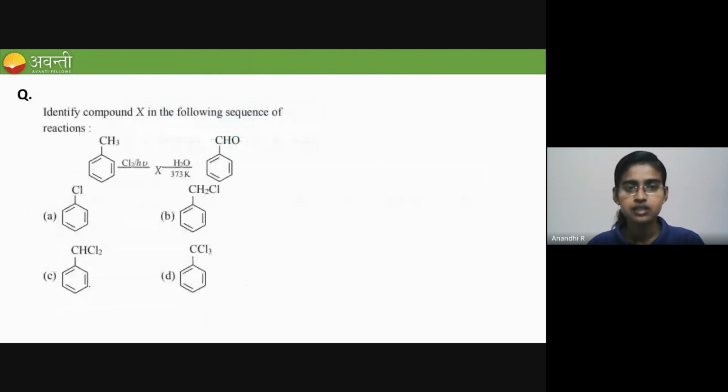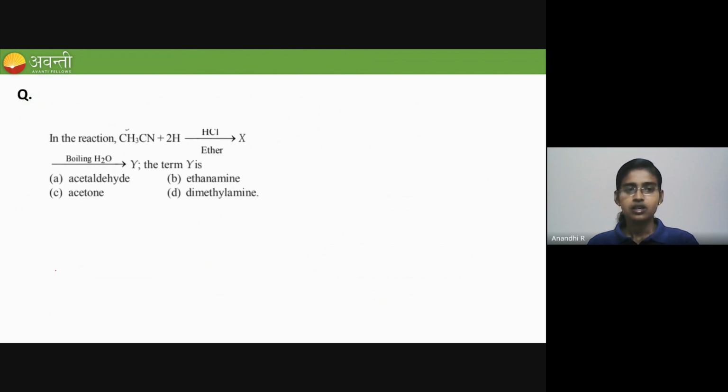We'll move on to the third question. Identify the compound X in the following sequence of reaction. So just now we have seen the side chain chlorination followed by hydrolysis. So toluene with Cl2 and h nu, it forms benzyl chloride, right? So what is the formula for benzyl chloride? It is C6H5CHCl2. Yeah, option C is the correct answer. Okay. Now, moving on to the fourth question.